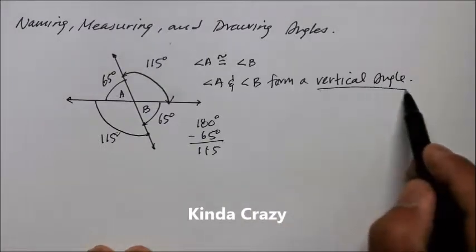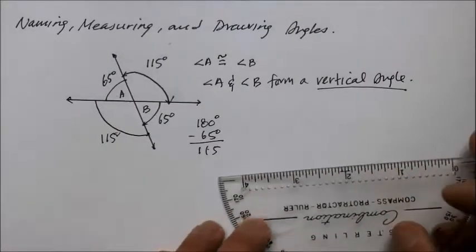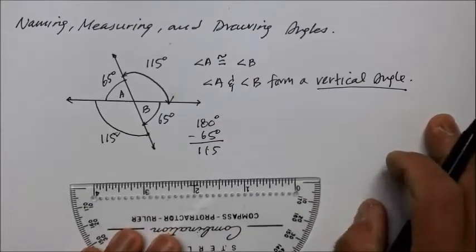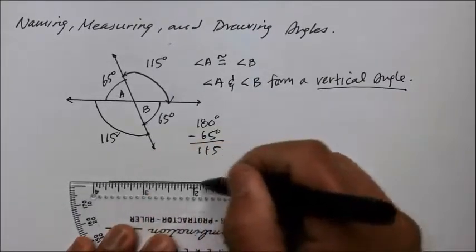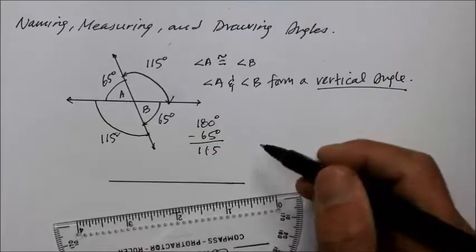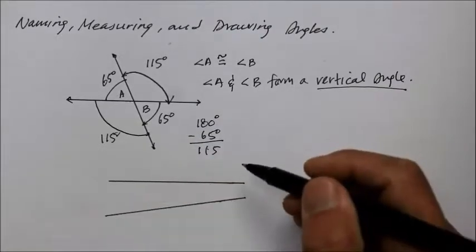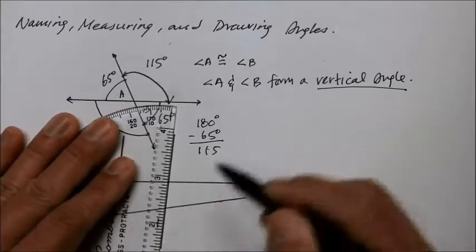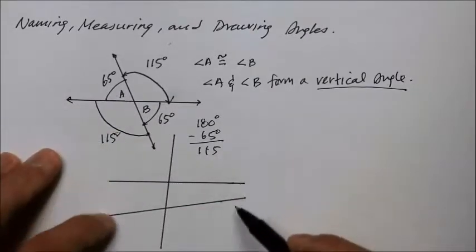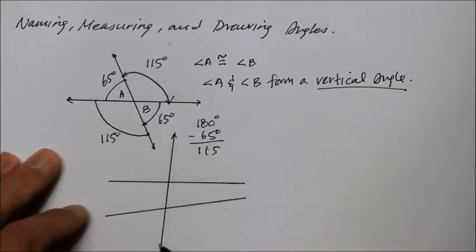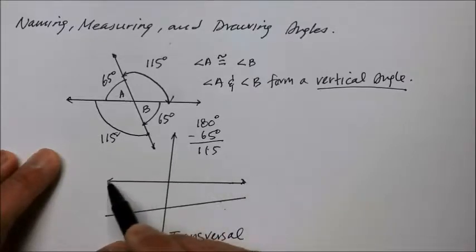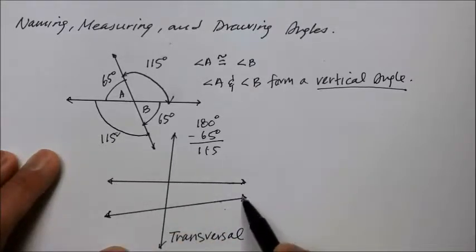Vertical angle. Now, we already talked about this. For example, if I were to introduce a pair of lines, let's draw like this one, and then introduce a transversal. Remember that word? A line that intersects a set of lines, two lines. So that becomes a transversal to this pair of lines.